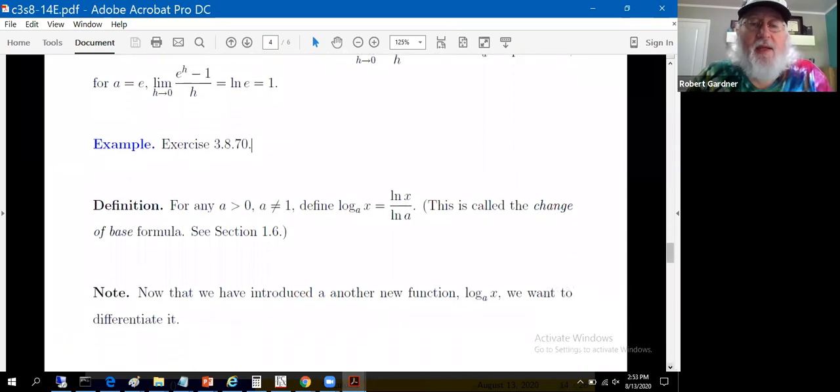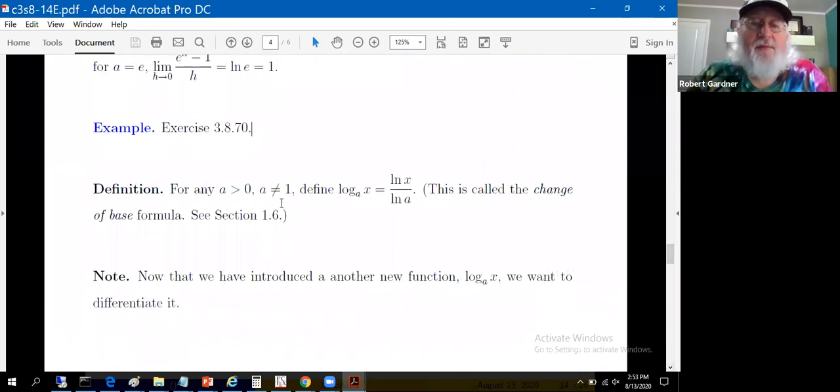Okay, let a be positive, not 1. Define log base a of x to be the natural log of x divided by the natural log of a. This is sometimes called the change of base formula. It's mentioned back in chapter 1 in some of the review material for reasons to be made apparent in calculus 2. You ask a calculator to calculate a logarithm. I don't care what base you want.